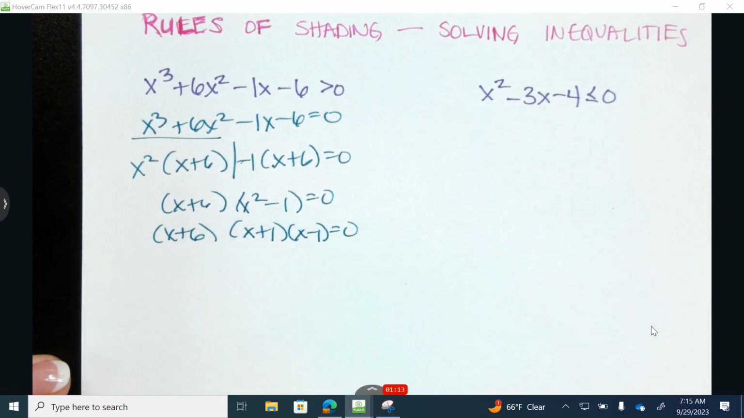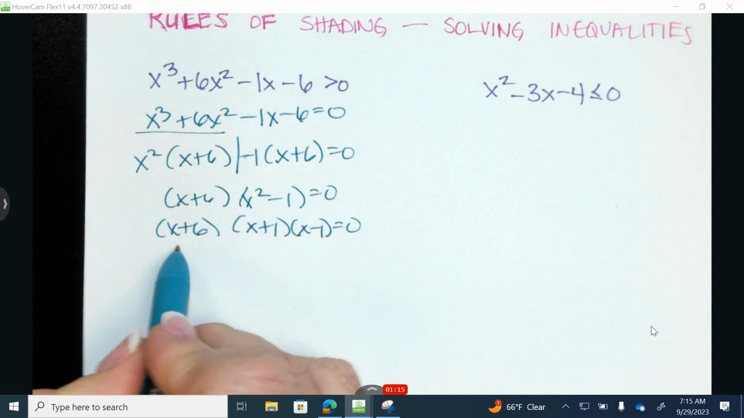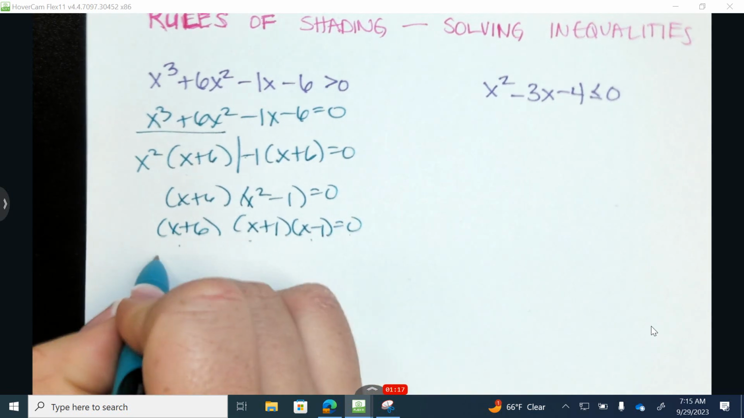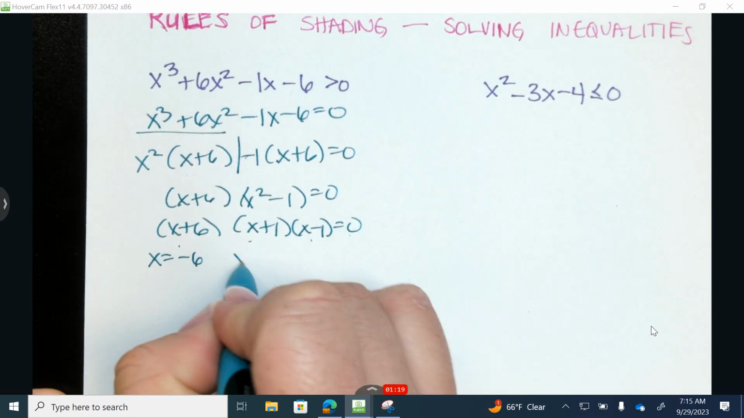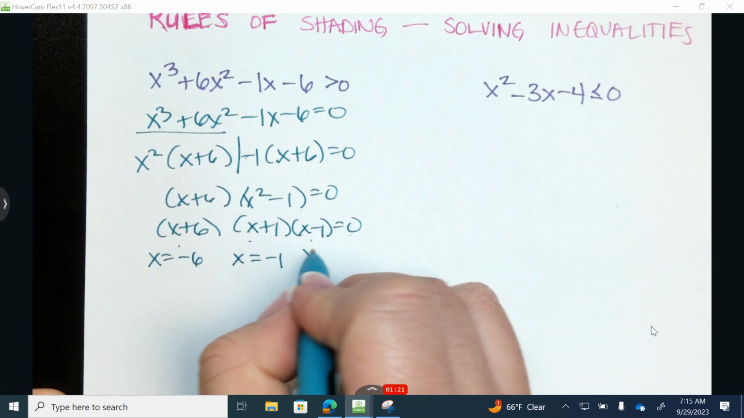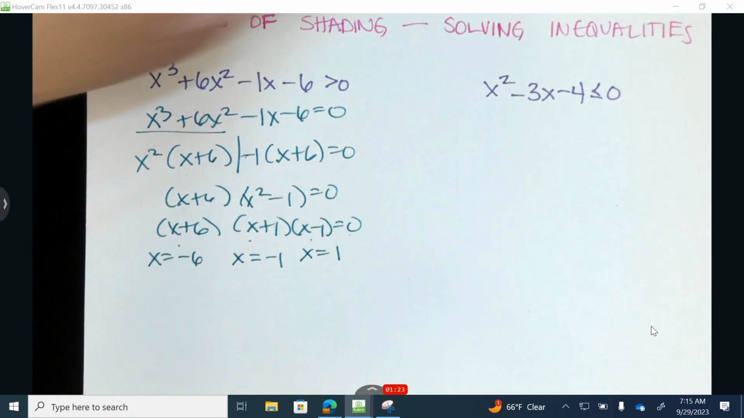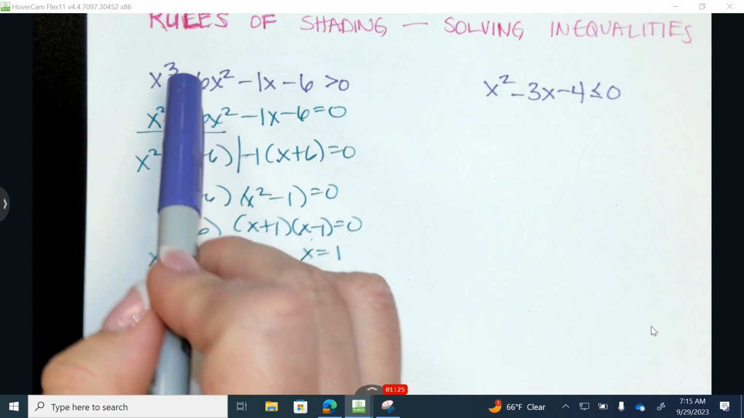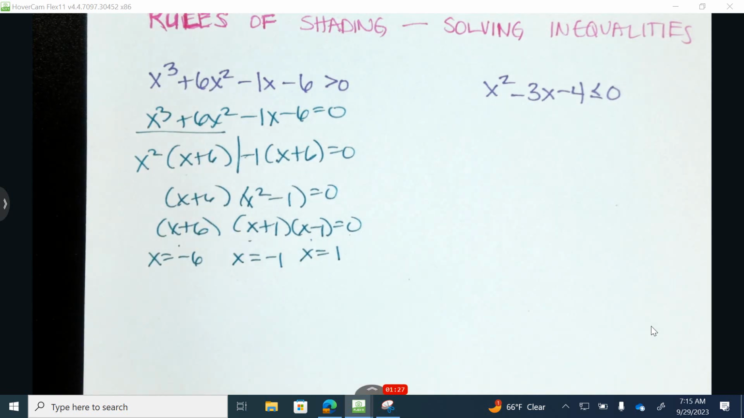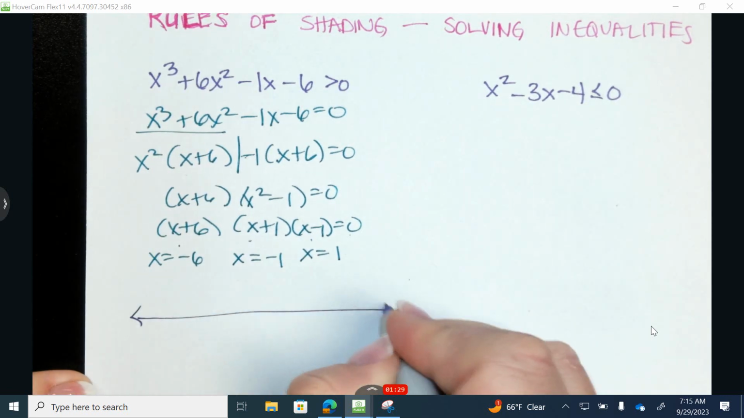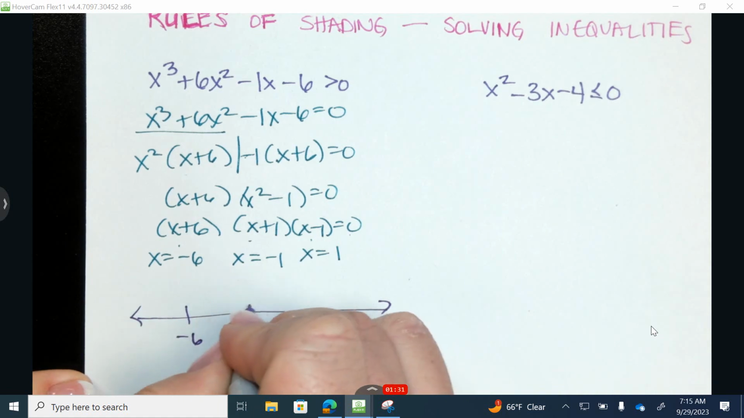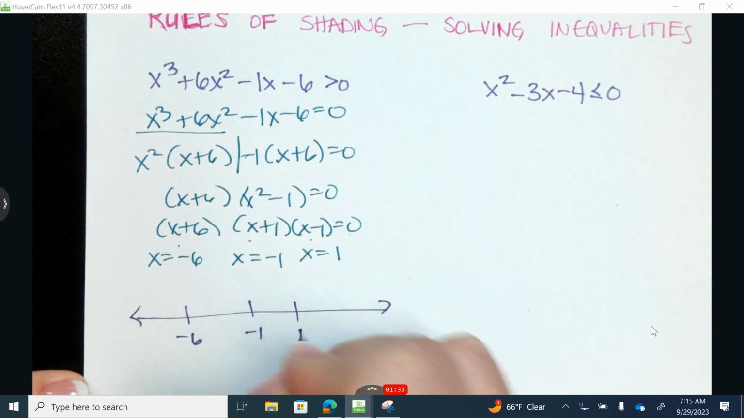I'm going to set each one of these factors equal to 0 and solve. That would give me one answer of -6, one answer of -1, and one answer of +1. That doesn't mean those are necessarily the solutions to this inequality. It means those are the hashtags I want to represent on the number line. So here's -6, -1, and +1.